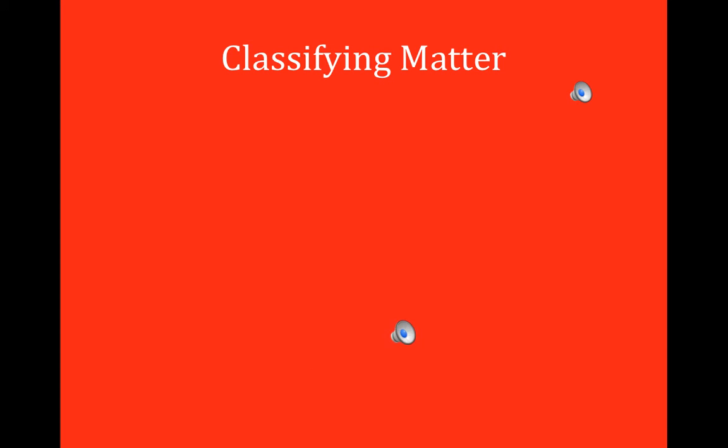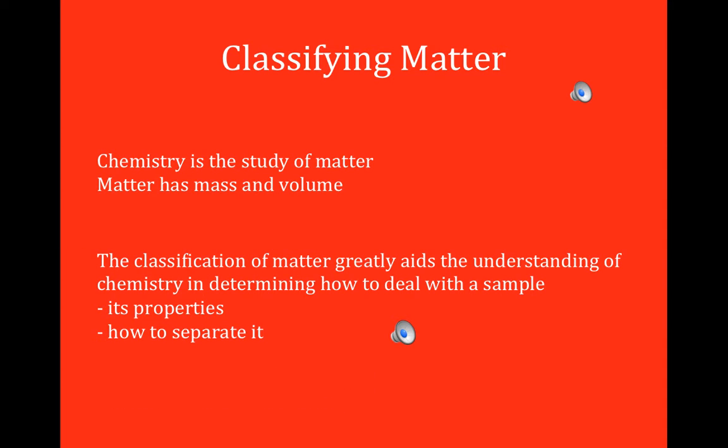We are looking at classifying matter, and you're going to see a chart at the beginning and later at the end. So we know chemistry is the study of matter. That's anything around us that has mass and volume. And the classification of matter is hugely important if you are a chemist, because when you encounter a chemical or a sample, if you can figure out what type of matter it is, then you have a better idea of what you can do with it, how you may separate it, these kinds of things.